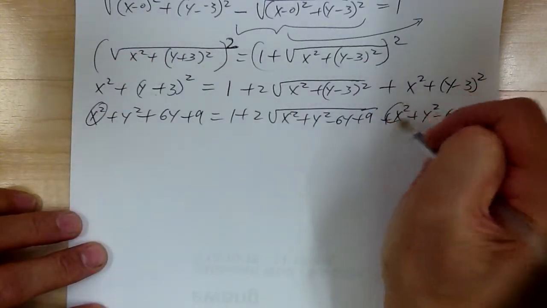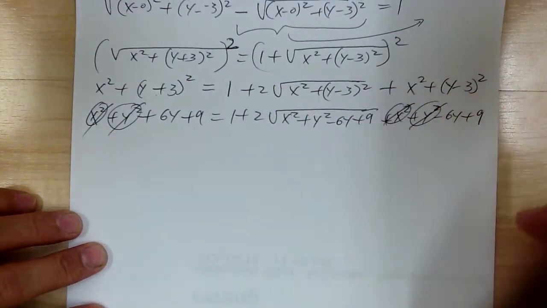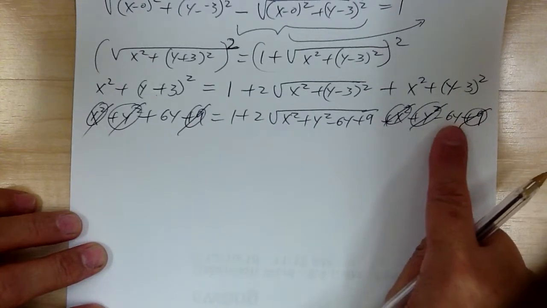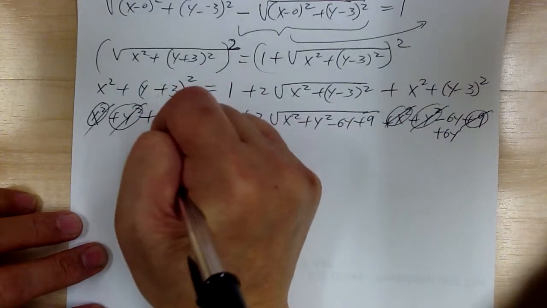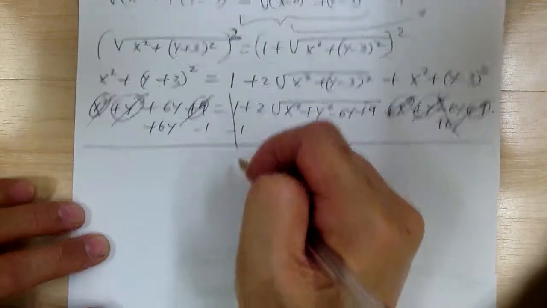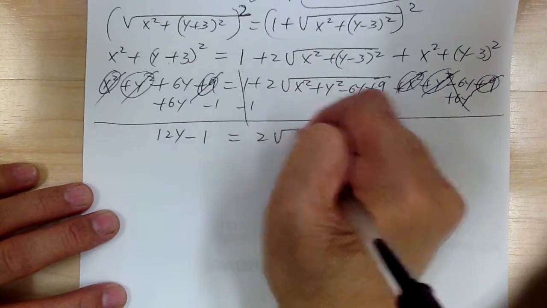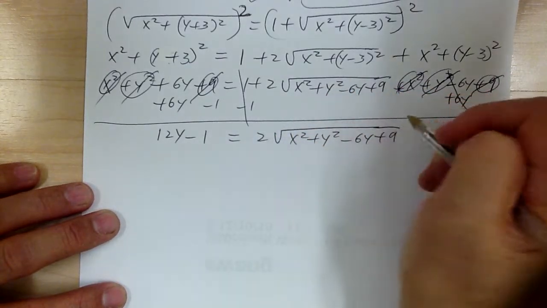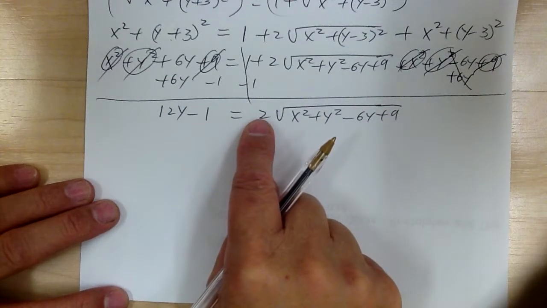So x squared and x squared will cancel out. I got y squared here, and y squared will cancel out. I have 9 and 9 will cancel out. Now this one does not cancel because they are not the same. So if you get rid of that, you have to plus 6y. So cancel out. I'm going to minus 1 to cancel that out. So I get 12y minus 1 is equal to 2 square root of x squared plus y squared minus 6y plus 9. And again, you want to lower your number as much as you can before you square.